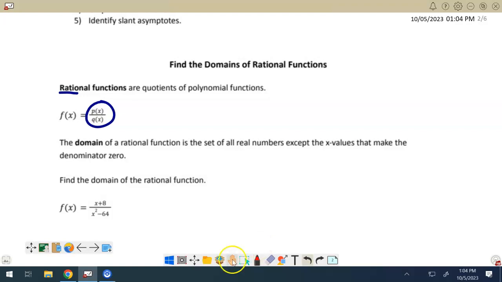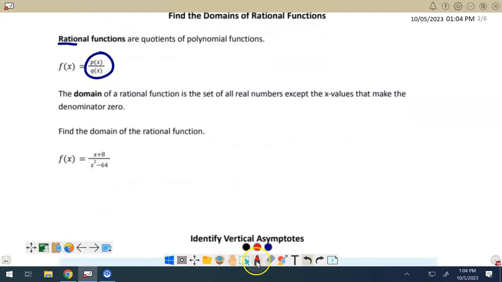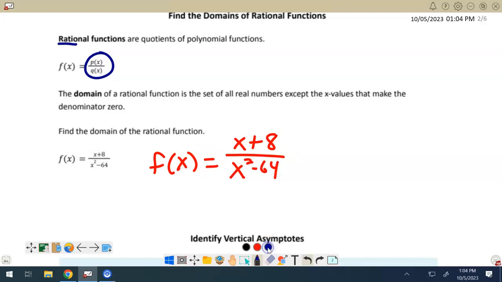So let's take a look at this example down here. We have f of x equals x plus 8 over x squared minus 64. I just want to rewrite it because it's kind of blurry over there. I apologize for that. When it's a fraction, the print can get kind of small. All that matters here for the domain is the denominator. That's all we're worried about. When is that denominator going to equal 0? Those numbers that would make the denominator equal 0 need to be removed from the domain, and then everything else can stay.